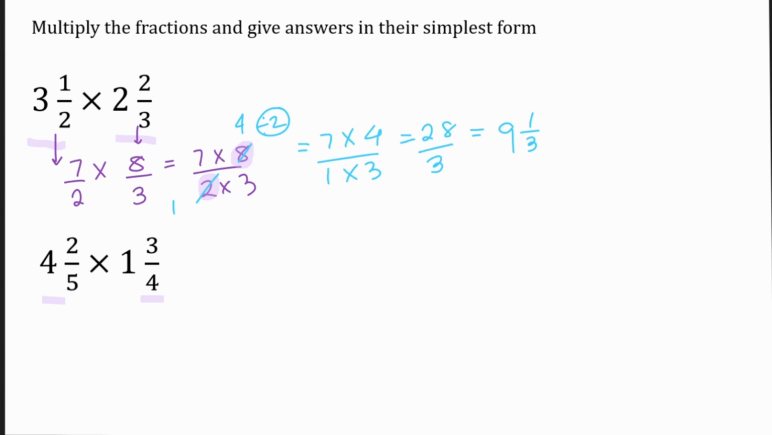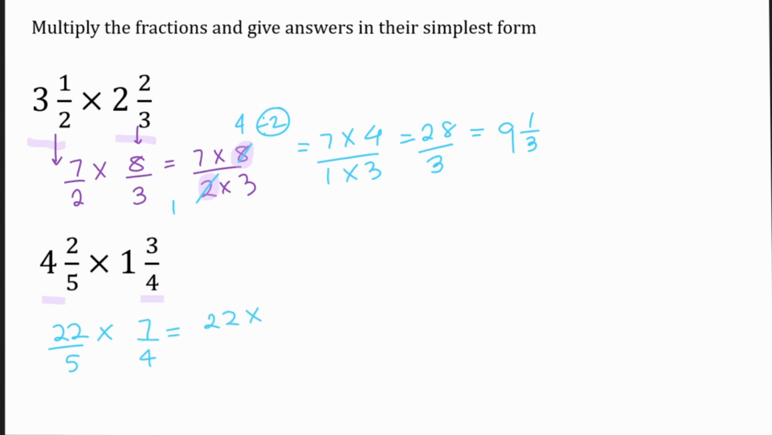In the second question, we have again got mixed numbers, so we are going to convert them into improper fractions before we carry on. So the first one will be 5 times 4, which is 20, plus 2 gives us 22 over 5. And the second one will be 1 times 4, which is 4, plus 3, which is 7 over 4.